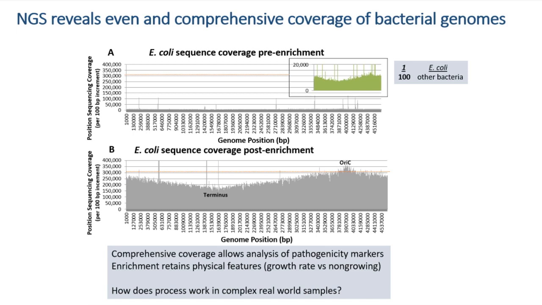The other thing that you can notice is that the pattern that was observed in the input is maintained in the output. And this was actually pretty cool to somebody like me who does a lot of bacterial replication experiments. The E. coli genome is circular, and so you see more of the origin as it's replicating than you do of the terminus. And those physical features of the genomic representation that were there on the input are even present post-enrichment. So enrichment allows us to get much better coverage. It allows us to analyze things like pathogenicity markers. We can actually see physical features of the genome.